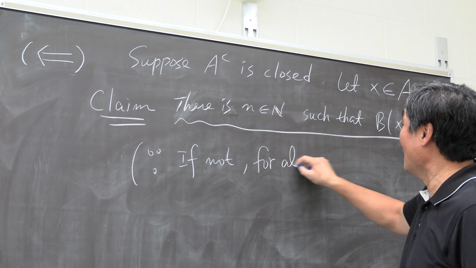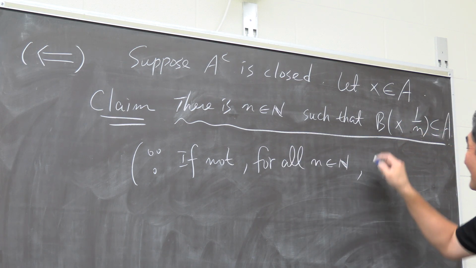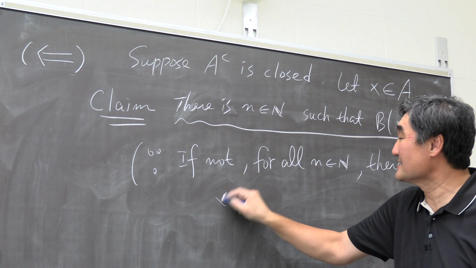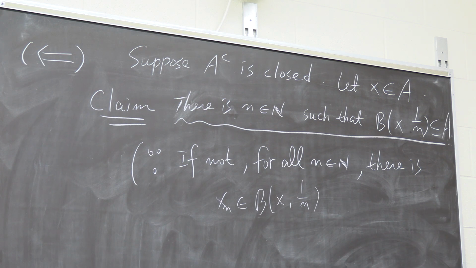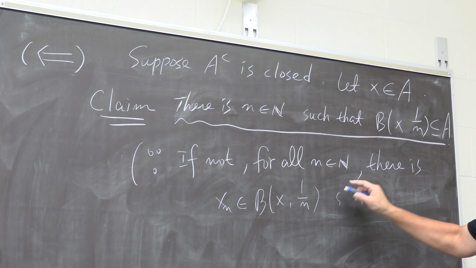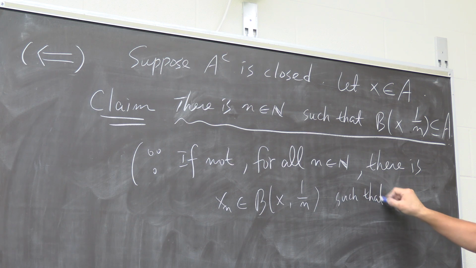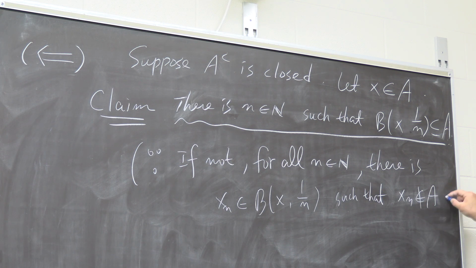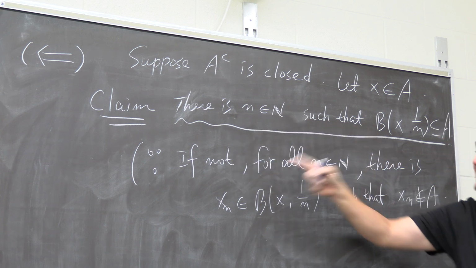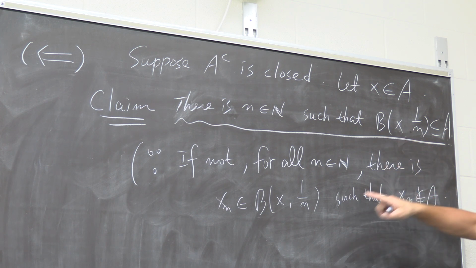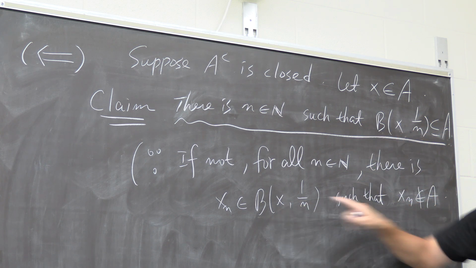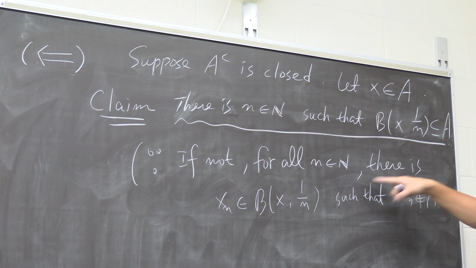If not, for all natural numbers n, there is some point x of n in the open ball, the 1 over n neighborhood around x, such that the point x of n is not in A. That's what that means, right? That's exactly the negation of our claim. So no matter what 1 over n neighborhood around x we choose, there is some point x of n in it which is not sitting in A.